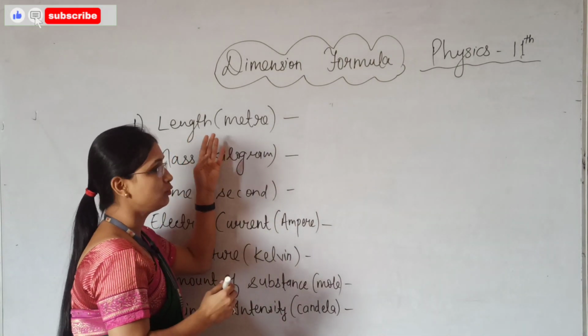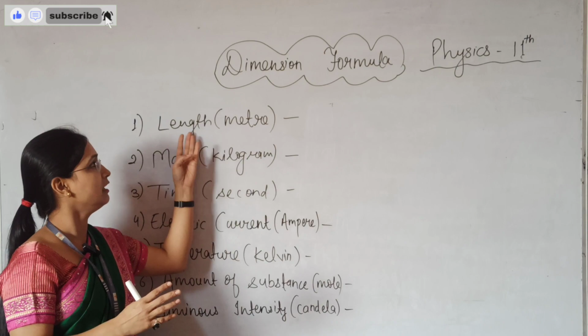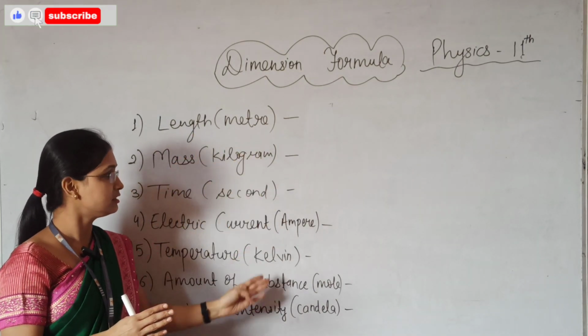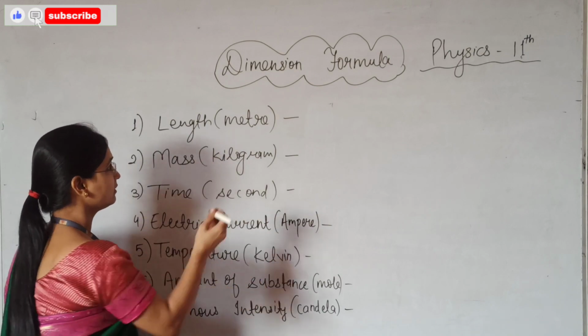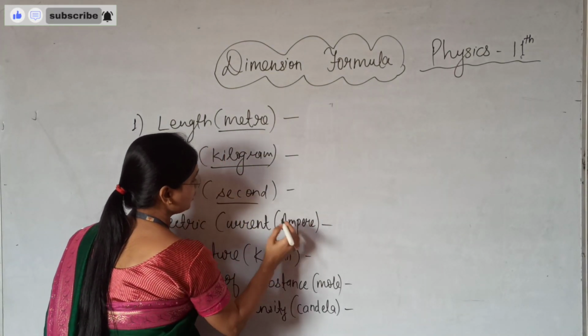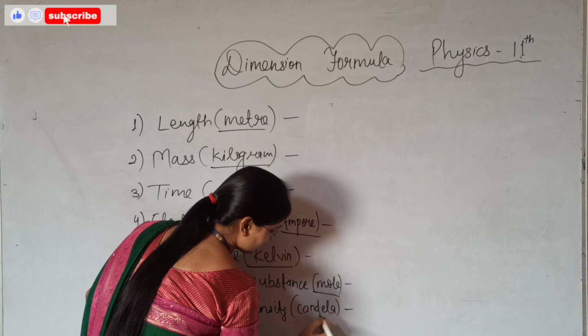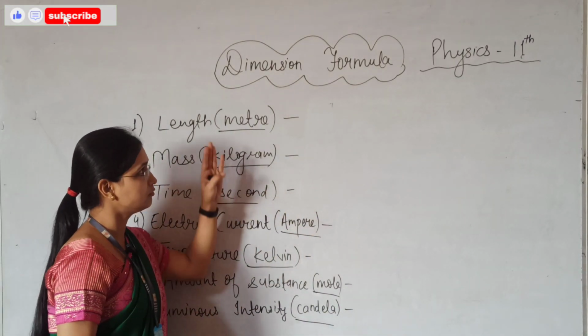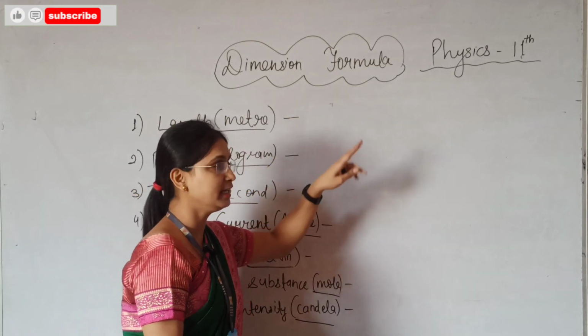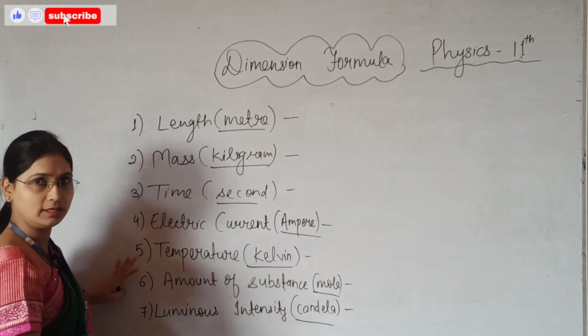Length, you know that we will represent length by meter. Meter is its unit. The units are all written in the bracket. Here are the units of all the physical quantities which are represented. Now, for finding the dimension formula, we need only these 5 physical quantities.